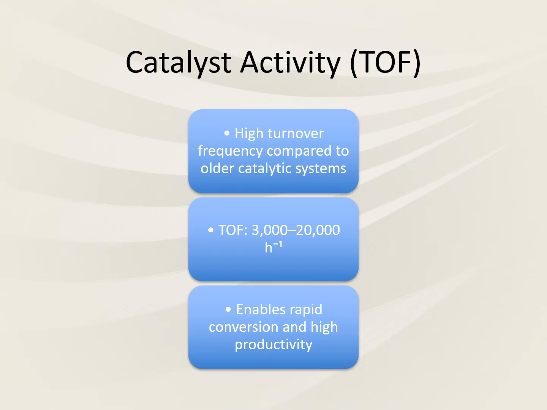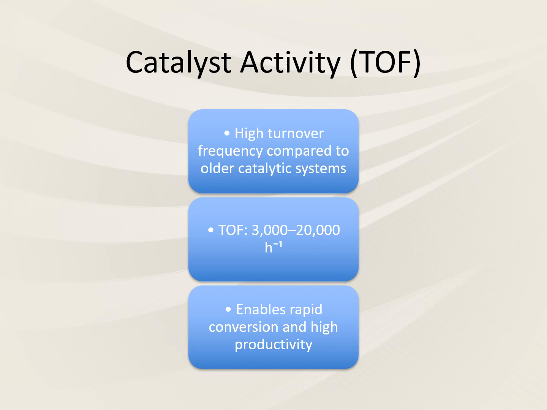The next characteristic is catalyst activity, that's often measured using turnover frequency, which describes how many catalytic cycles occur per unit time. For the Cativa catalyst, turnover frequency values are very high, typically reported between 3,000 and 20,000 turnovers per hour, meaning that each iridium center can carry out thousands of carbonylation cycles every hour, making the process extremely efficient.